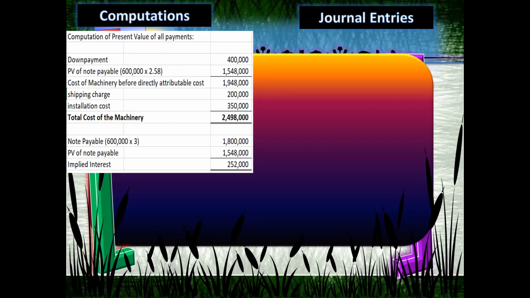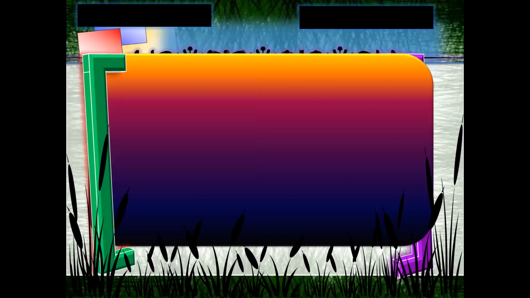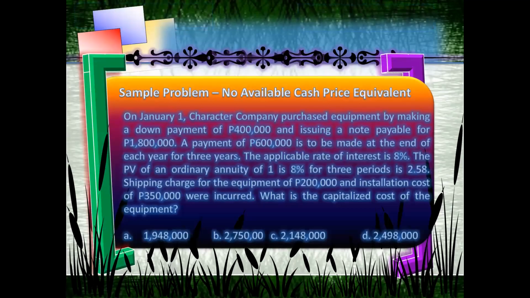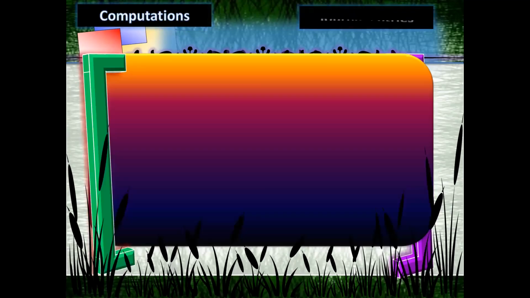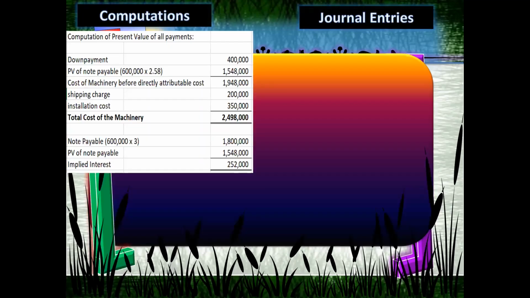1,948,000. So kung idagdag natin yung shipping charge at yung installation cost, it will tally to 2,498,000. Okay? So to address the question or the problem here, our answer would be 2,498,000, letter D. So balikan lang natin yung computation na to.